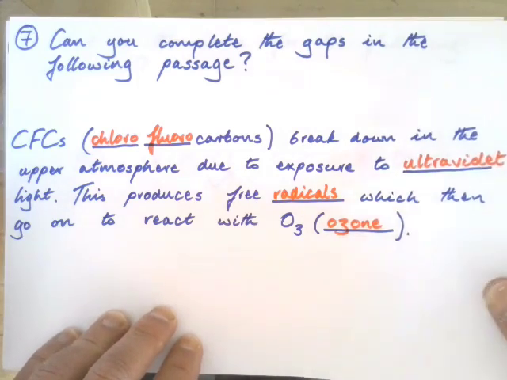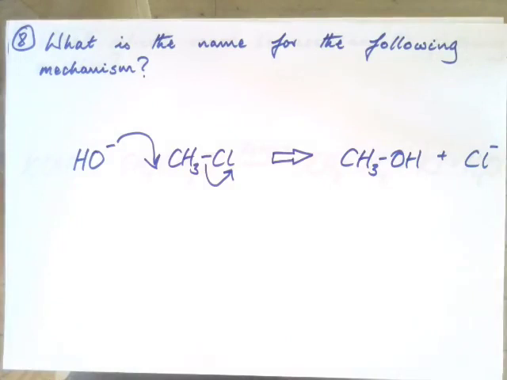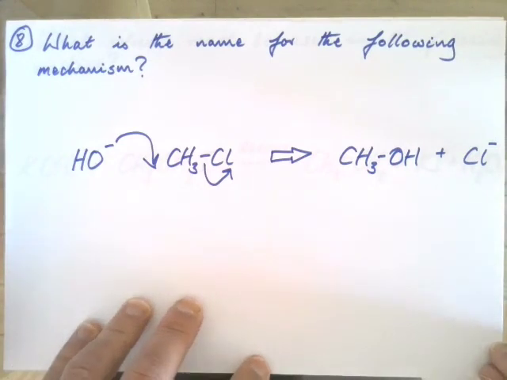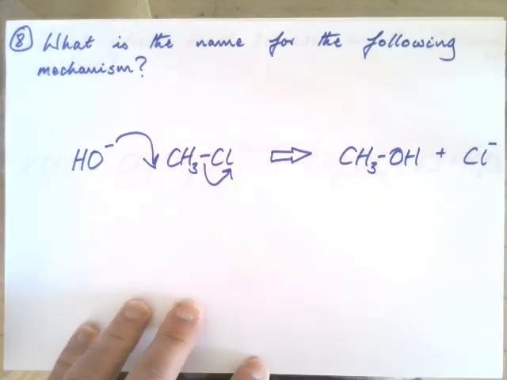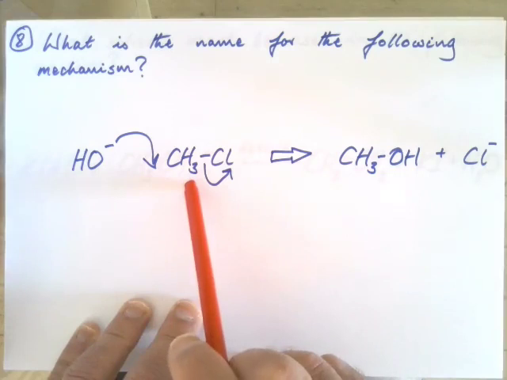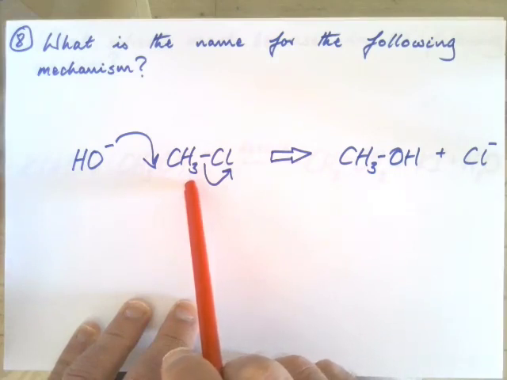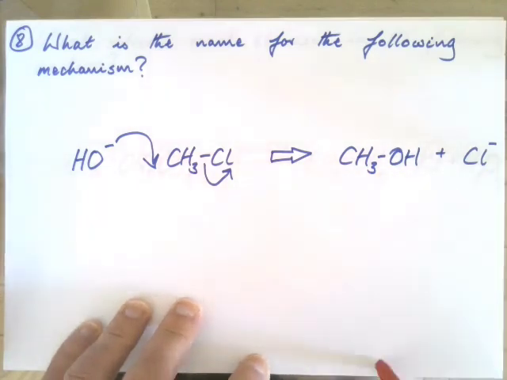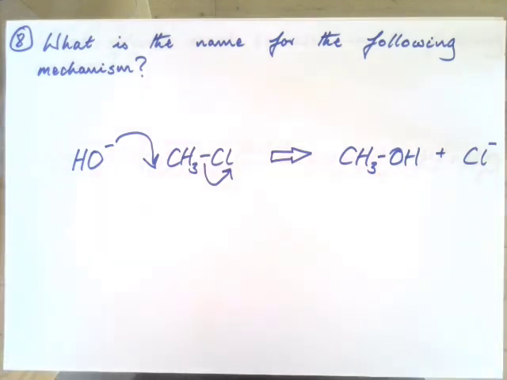Okay, question number 7 in our halogenoalkanes quiz. Sorry, question number 8 now, rather. So what is the name for the following mechanism? We have OH minus reacting with chloromethane, giving us methanol and a chloride ion. What is the name for the following mechanism? So pause the video now and check your poster, see if you can come up with the right answer.